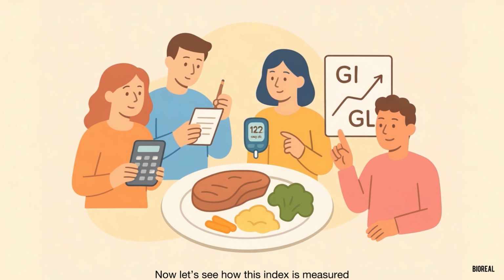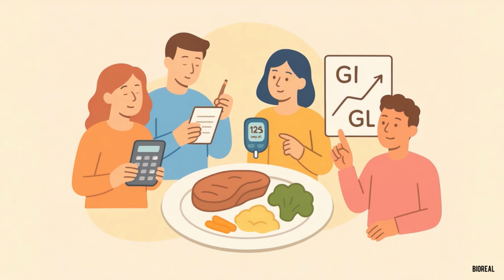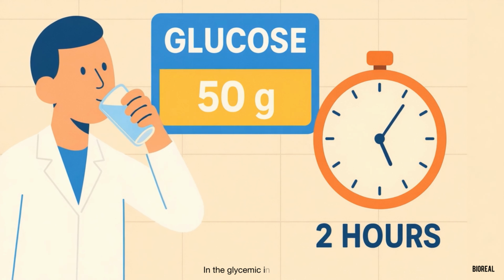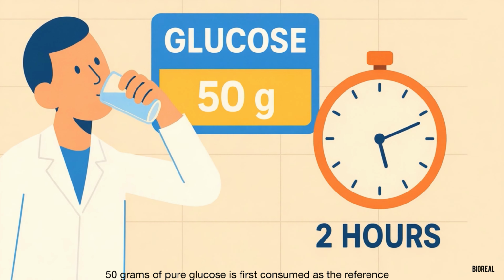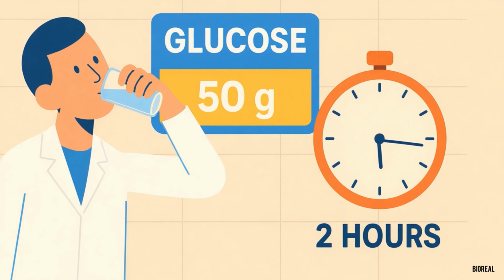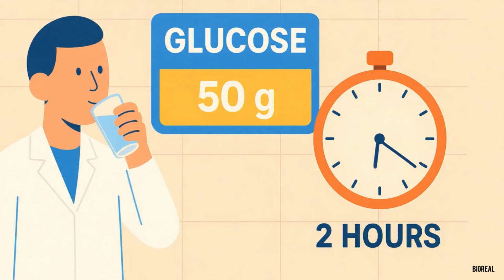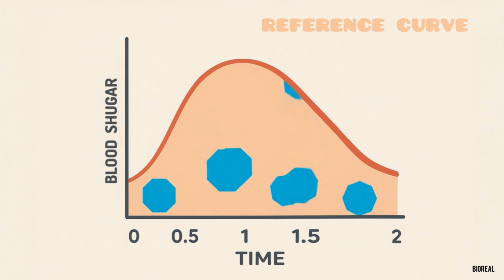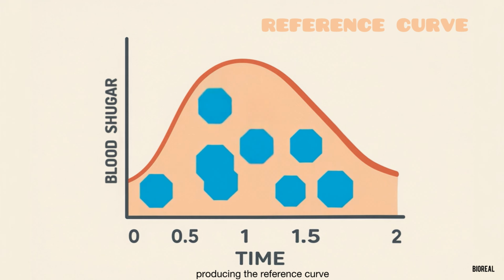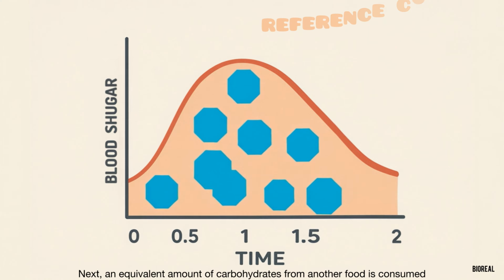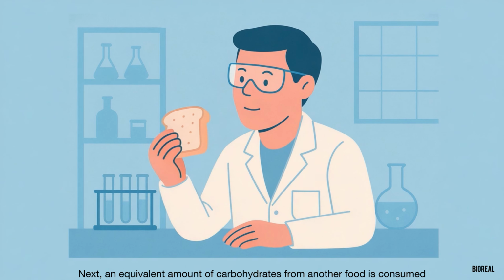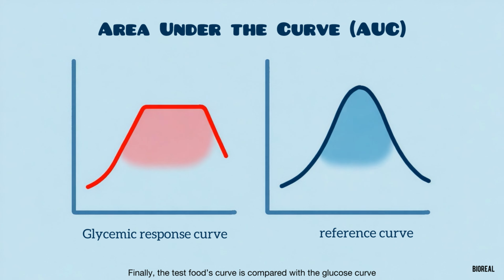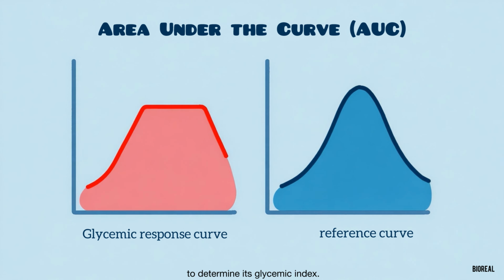Now let's see how this index is measured. In the glycemic index test, 50 grams of pure glucose is first consumed as the reference. After consuming glucose, blood sugar changes over 2 hours are recorded, producing the reference curve. Next, an equivalent amount of carbohydrates from another food is consumed to measure its blood sugar response. Finally, the test food's curve is compared with the glucose curve to determine its glycemic index.